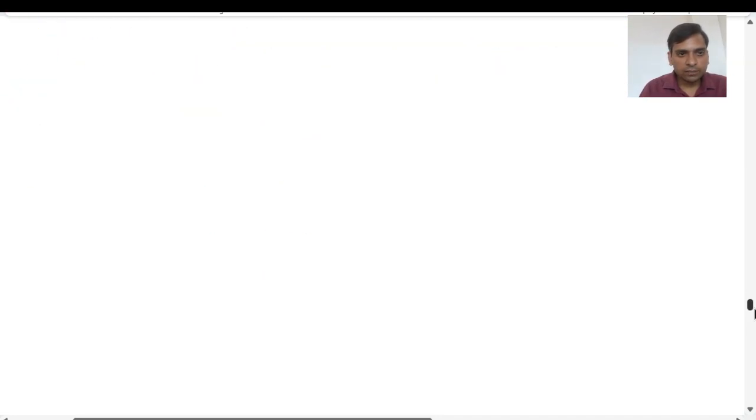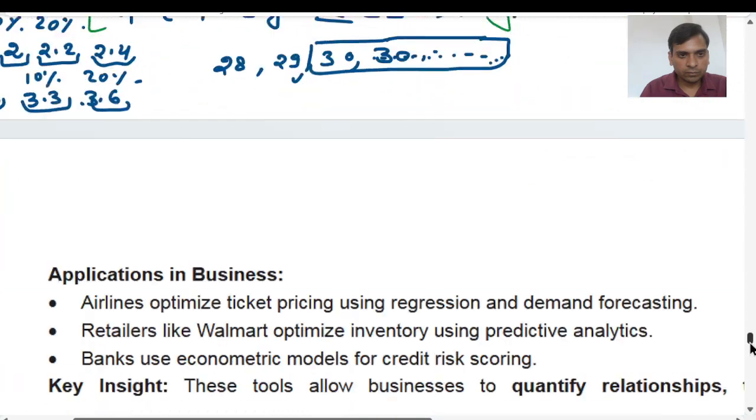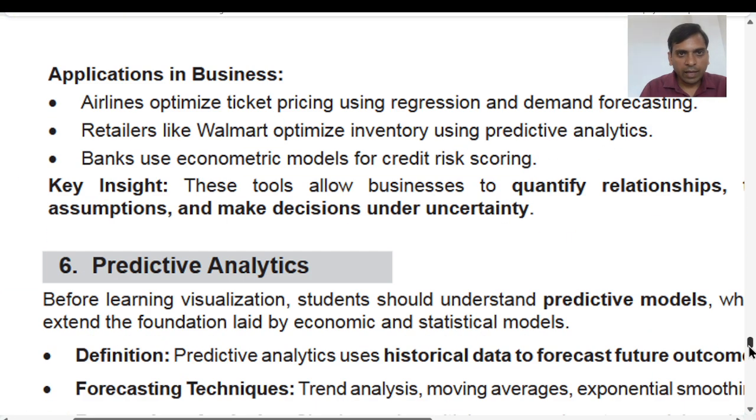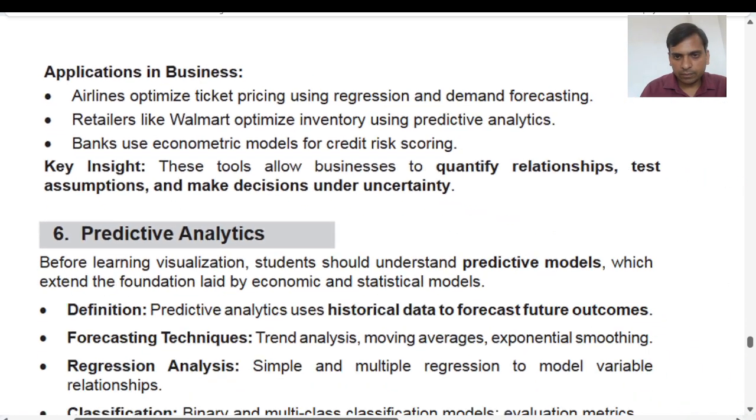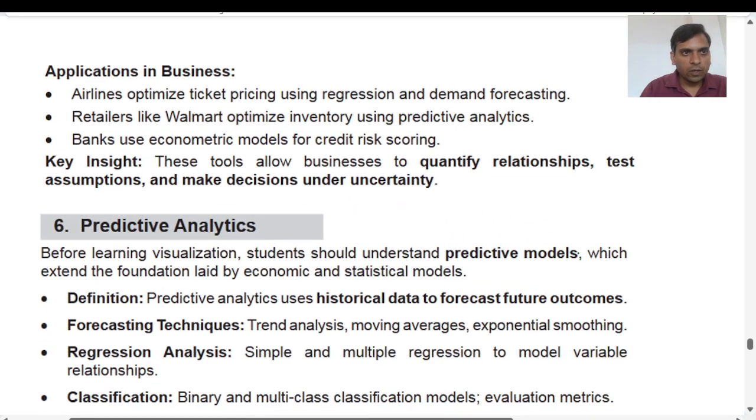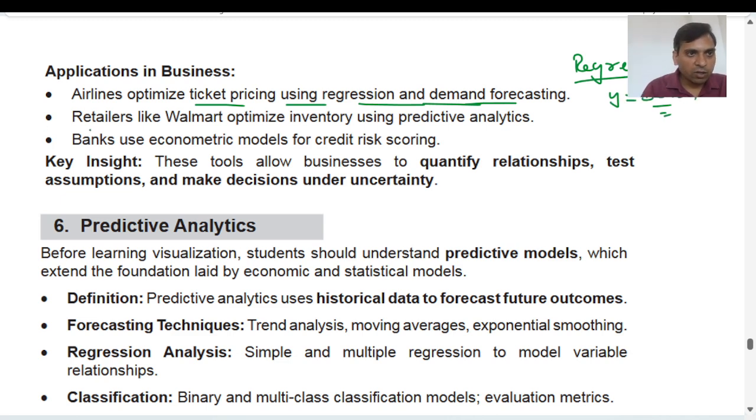Now the next, applications in business. So, airlines optimize ticket pricing using regression and demand forecasting, which we have discussed earlier in the regression model. So we can set the price as per demand prediction. Why demand prediction? So we can set the price of airline tickets.